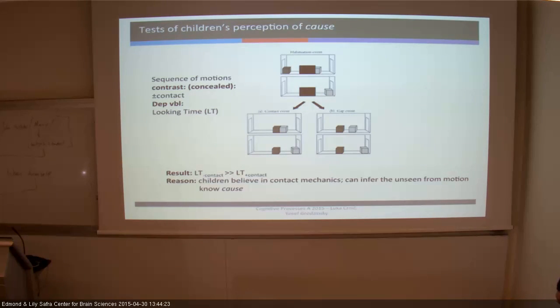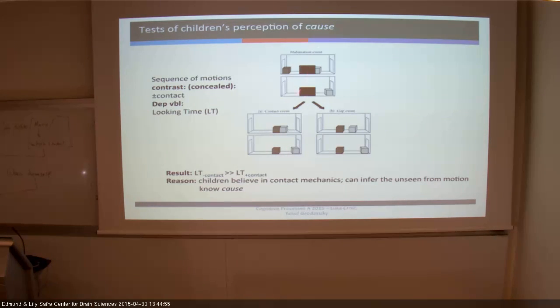The basic experiments here are quite predictable in terms of their components. Again, it's the same paradigm that will come back soon when we discuss the homework, this differential looking time paradigm. The basic idea is to see whether kids are surprised that two things are or are not in contact. So the contrast is whether or not there's contact between the two objects, one the launcher and the other the launchee.